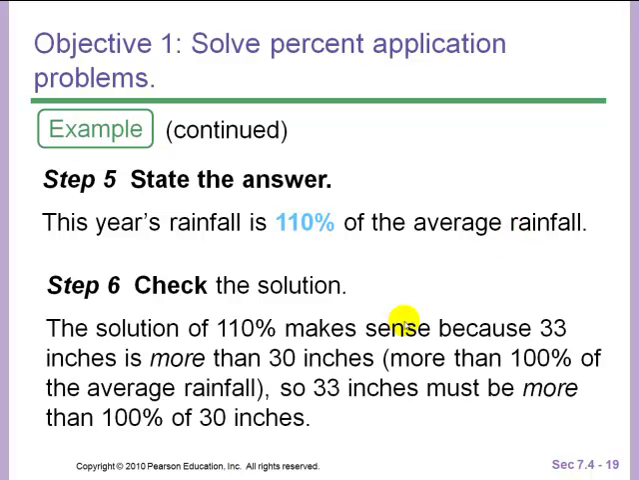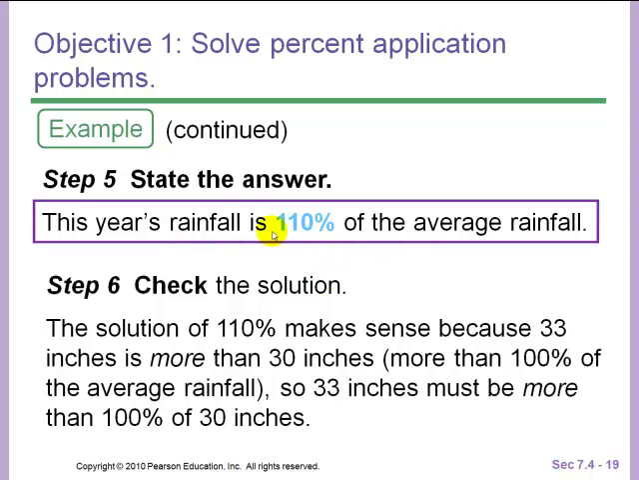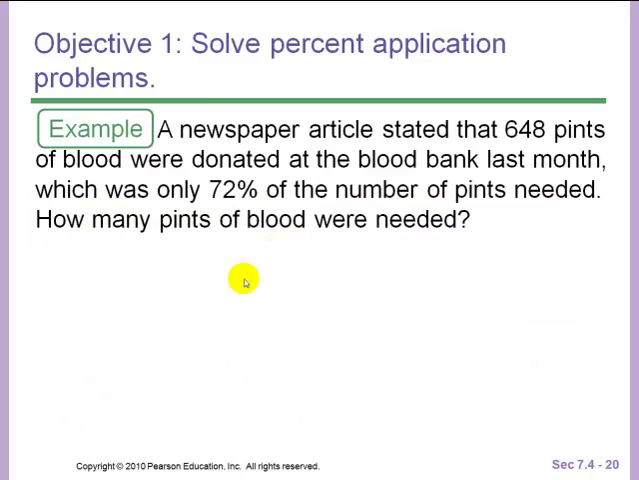Does this make sense? Yes, because this year we got 33 inches, which is more than the average. If we got exactly average, we would be at 100%. But since we're more than that, we're going to be a little more than 100%. Hence, 110% is a reasonable answer.